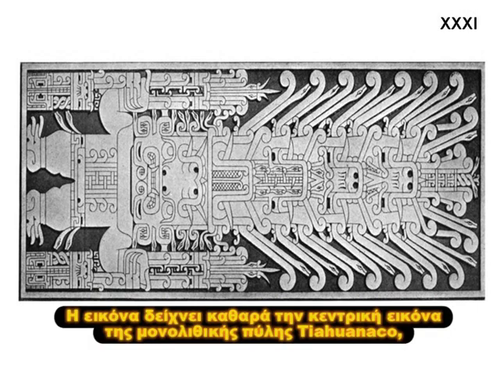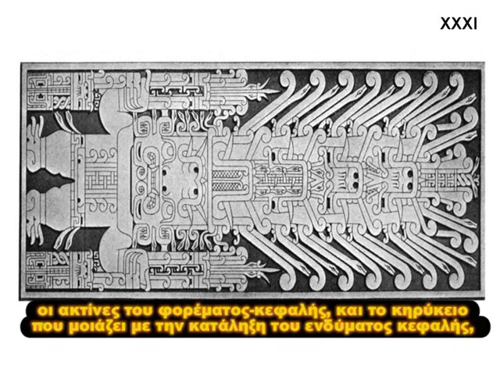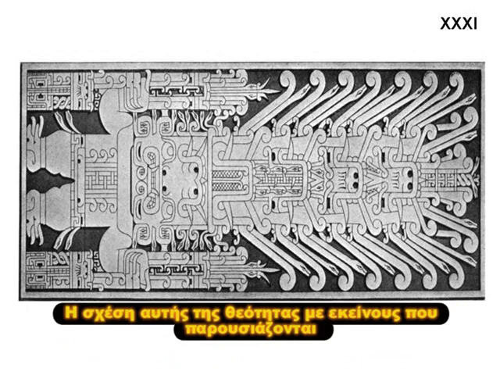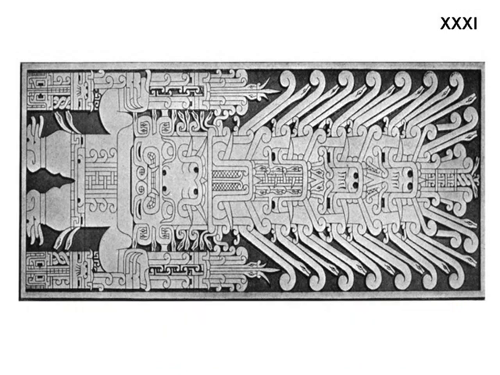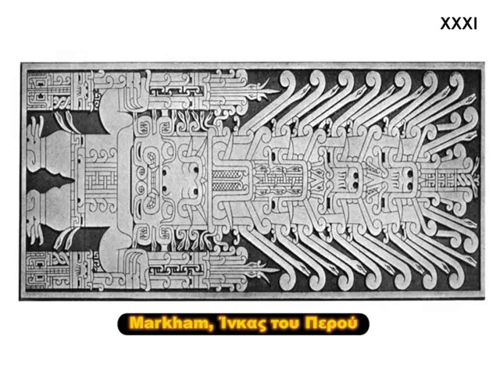The figure strongly suggests the central image of the Tiahuanaco monolithic gateway. But it is to be observed that serpent heads take the place of the puma, fish and condor accessories of the Tiahuanaco monument, in the rays of the headdress, in the caduceus-like termination of the headdress, and from the girdle. The relationship of this deity to those represented on Plates 32, 33, 34, 35, and 37, is scarce to be doubted. Markham, Incas of Peru.